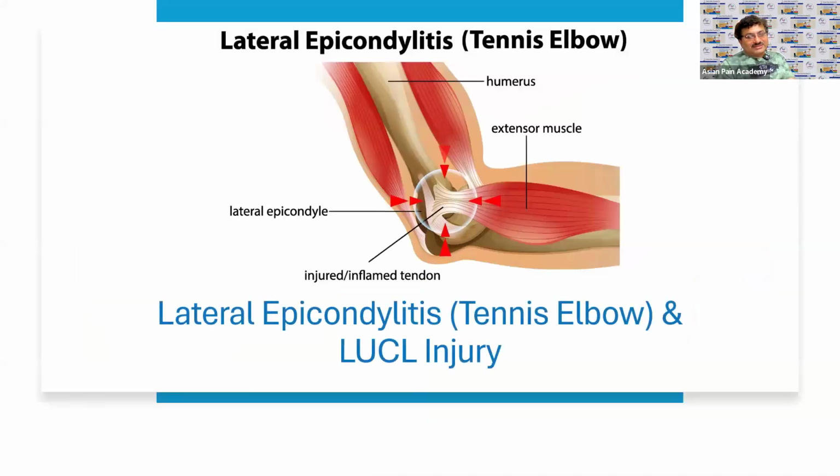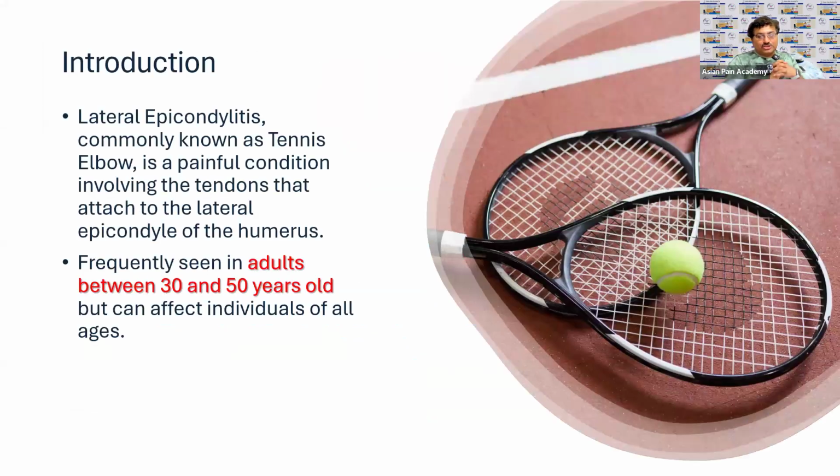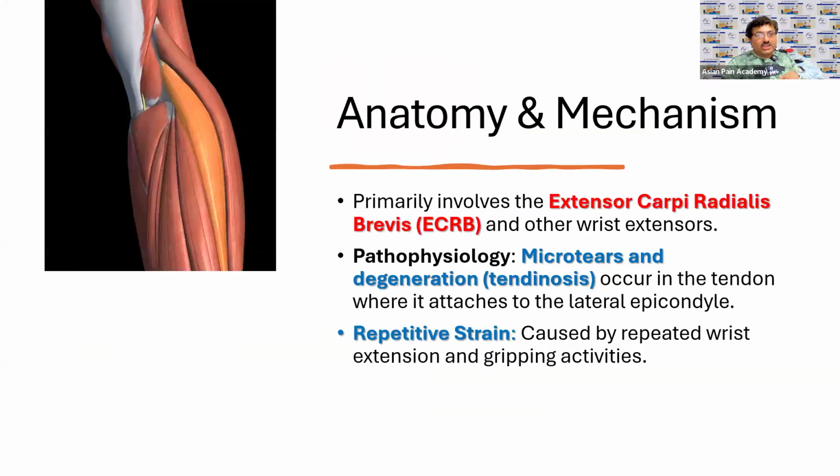Now first let us discuss the lateral epicondylitis. As I have already told, the lateral epicondylitis is also known as the tennis elbow. It's a painful condition involving the tendon that attaches to the lateral epicondyle of the humerus, and common in adults between 30 to 50 years of age. Now in the anatomy also I have told that it is mainly tendinitis of the extensor carpi radialis brevis and other wrist extensors.